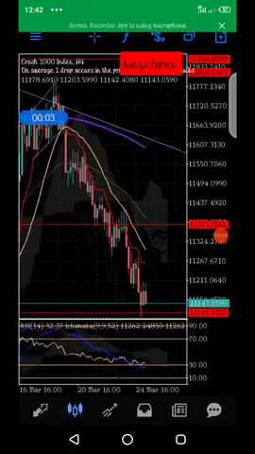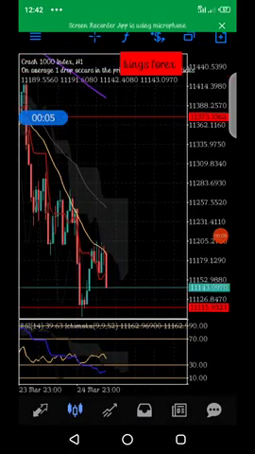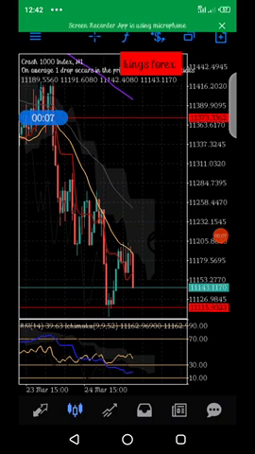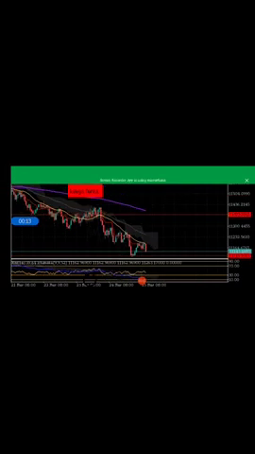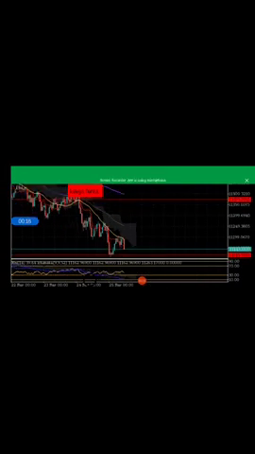So I'm going to show you how to make an entry in a double bottom. As you are seeing this Crash 1000 now, let me do it this way so that you can understand. This is Crash 1000. There is a support here before, but you won't take that one. You will not know.